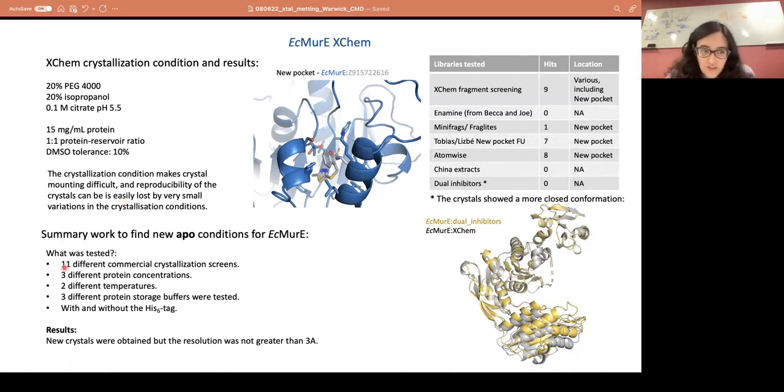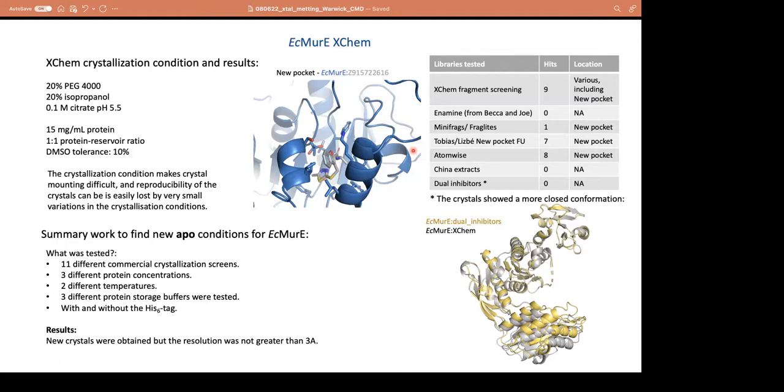I've tried 11 different commercial screens with 3 different protein concentrations and 2 different temperatures. I also did 3 different storage buffers, with and without his tag. That's a lot of crystal plates, and I could only get the same crystallization conditions growing for the APO crystals. So I stopped that, because it doesn't seem to be moving forward nicely.